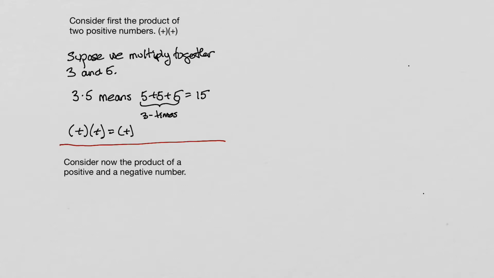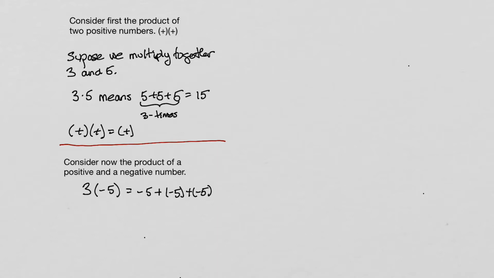So now we've got that a positive times a positive is a positive. Let's consider now the product of a positive number and a negative number. Let's multiply 3 and negative 5 this time. So what this means is that negative 5 appears 3 times, right? 3 times negative 5. We have 3 of those negative 5s. So what we have is negative 5 plus negative 5 plus negative 5.